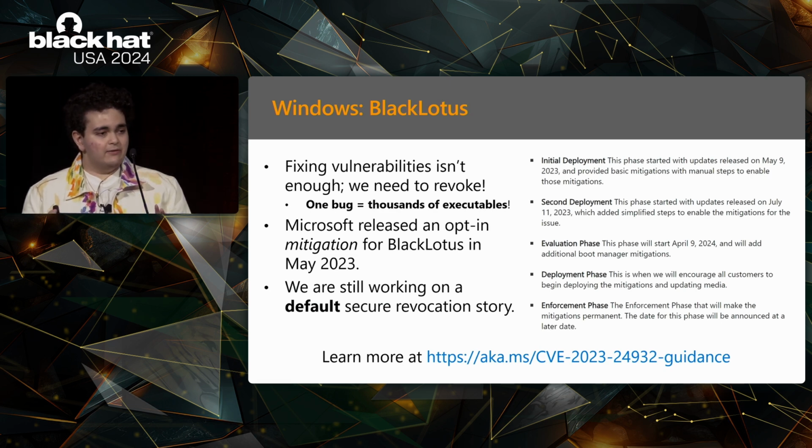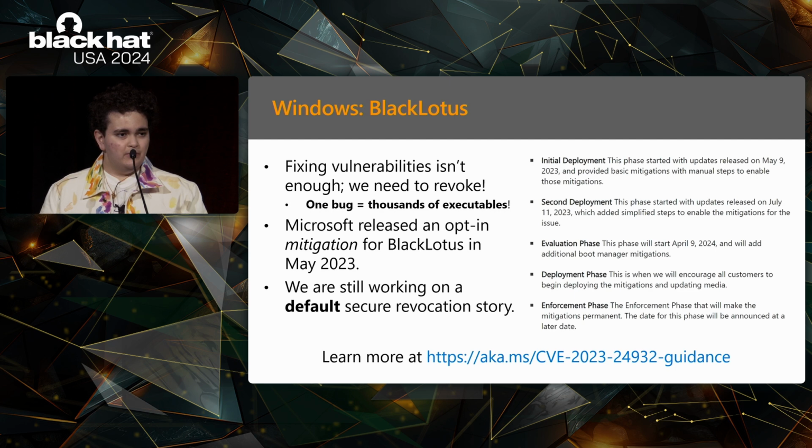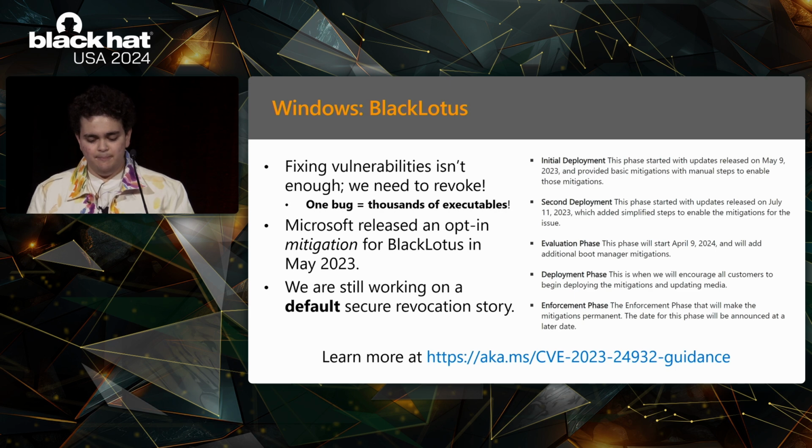So to recap, fixing vulnerabilities isn't just enough. We need to revoke those vulnerable images too. And one bug can equal thousands of executables. We released an opt-in mitigation for BlackLotus to help reduce some of that in-the-wild abuse. It isn't perfect, but we're still working on a default secure revocation story. So the challenge here is not only that it's going to introduce compatibility issues with everyone that has an old Windows image on, let's say, a USB stick, but it's also about that space issue. We don't have enough space to enforce revocations for every bootloader that has been signed up to 2022. If you're interested in learning more, you can check out the link about this CVE online.